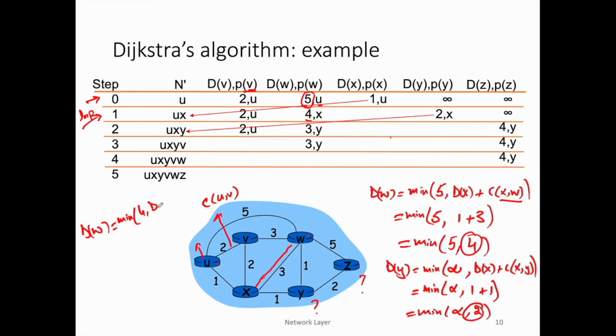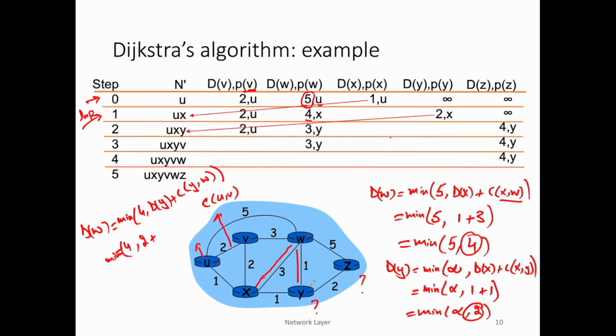So which node have I added recently into N? Yes, you're right, y, plus the cost to reach from y to w, the destination whose cost I want to update. Okay, so it's minimum of 4 or what is the cost to reach y? 2. Okay, and what is the cost to reach from y to w? Look at this. What is the cost to reach from y to w?